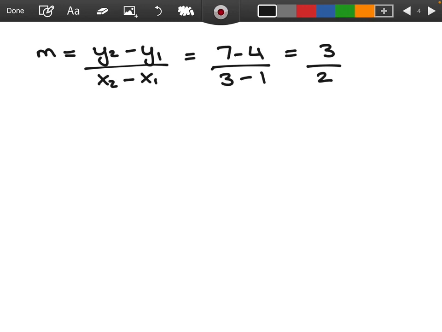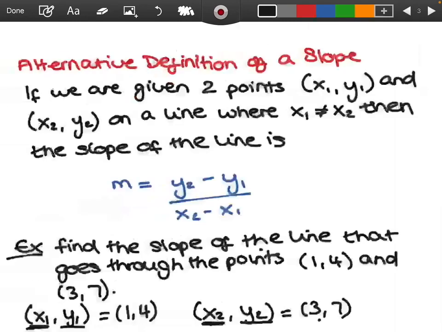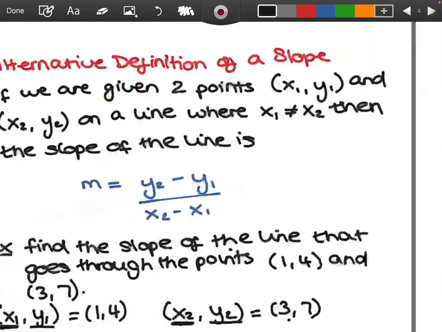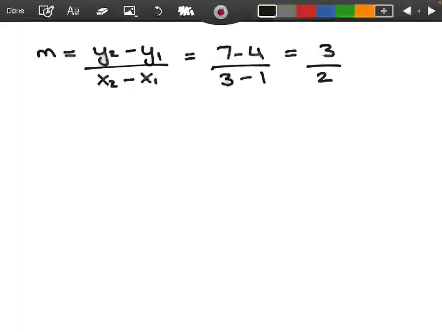Okay. It doesn't matter which way around you have chosen your points, so whichever coordinates you have picked. So I could have said that x sub 1, y sub 1 was 3, 7, and x sub 2, y sub 2 would have been 1, 4. That's fine. If you would have done that, you would have had negative 3 divided by negative 2. The negatives would have cancelled out and you would still end up with 3 over 2. Okay, so it really doesn't matter which way around you put this.